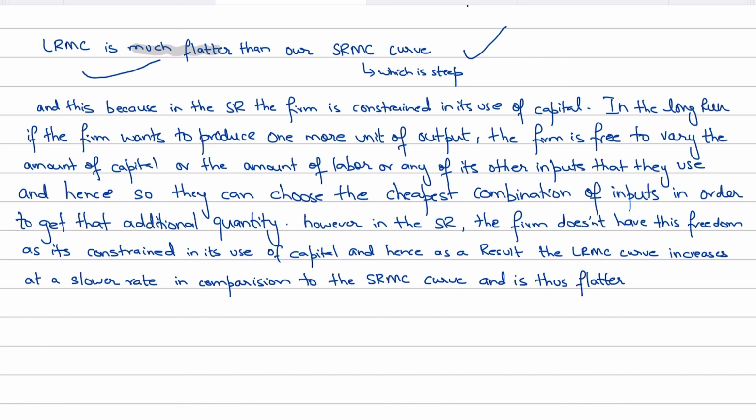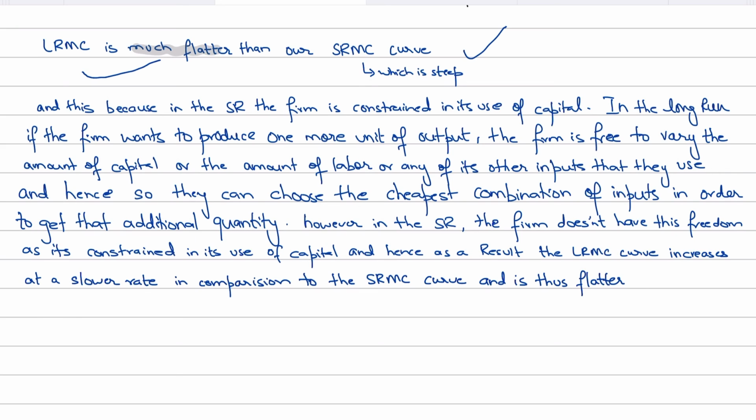And the simple reason, and I've written down the reason here as well so that you guys could take a deeper understanding of this, is that in the short run, the firms are constrained, they're restricted in the use of their capital, which is fixed. And in the long run, however, if the firm really wants to expand, if it wants to produce, let's say, even one more unit of output, the firm has a free hand to vary the amount of capital, right?